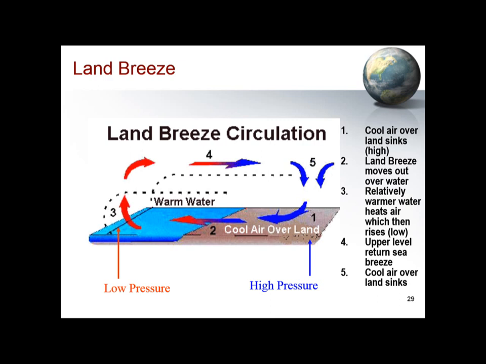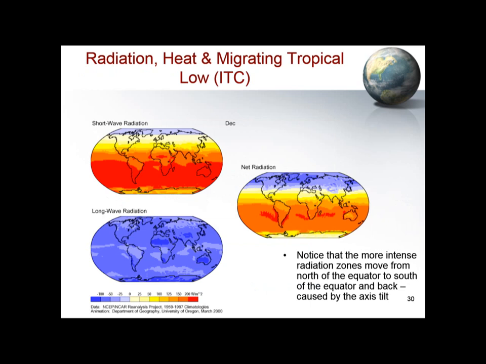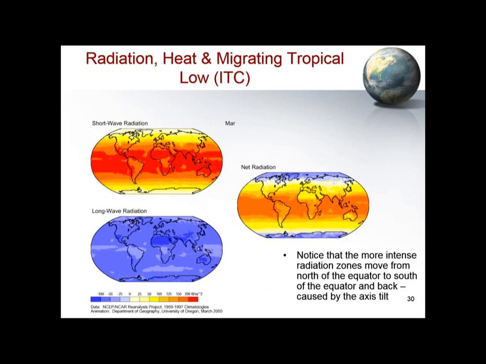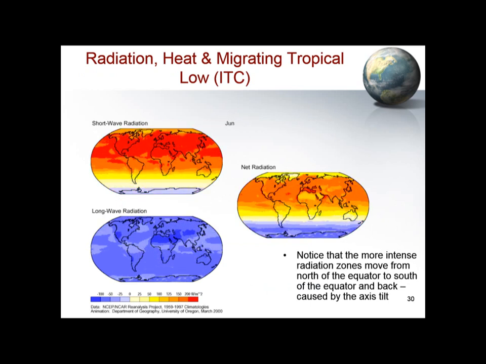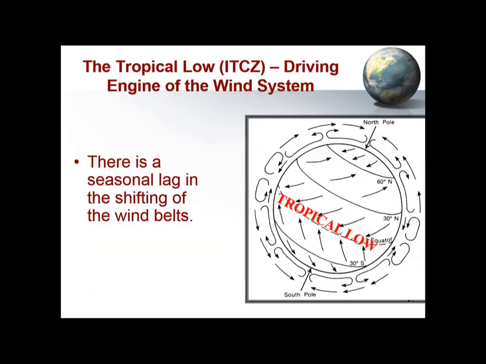Also you can see land breeze circulation. And about radiation, heat and migrating tropical low. The tropical low is the driving engine of the wind system. There is a seasonal lag in the shifting of the wind belts.